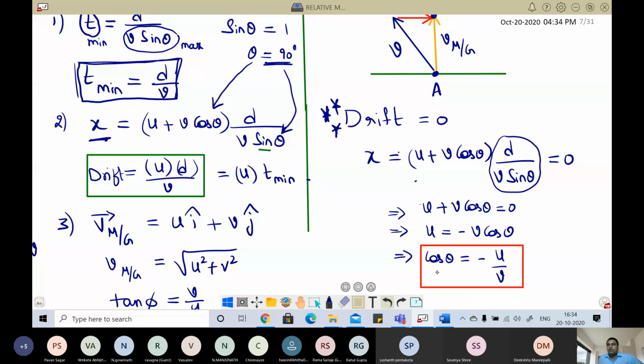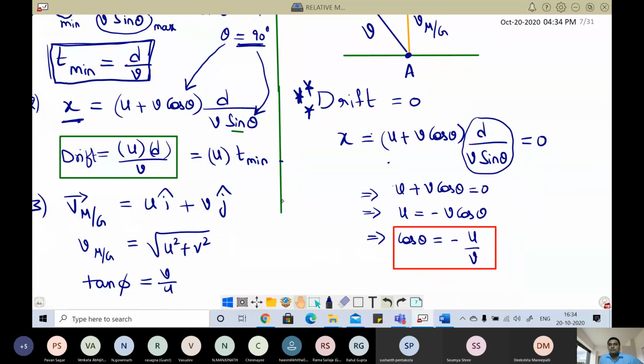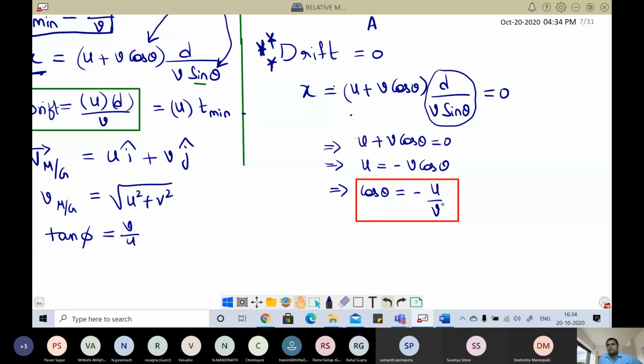Please understand. If you remember in trigonometry, you must have studied, cos theta is negative means theta is acute or obtuse? Obtuse. Theta has to be obtuse. If you remember the graph of cos, it will be like this. Cos 0 is 1, cos 90 is 0, and from here onwards it will take negative values. So it has to be an obtuse angle.